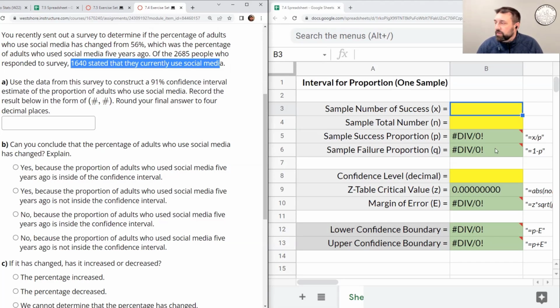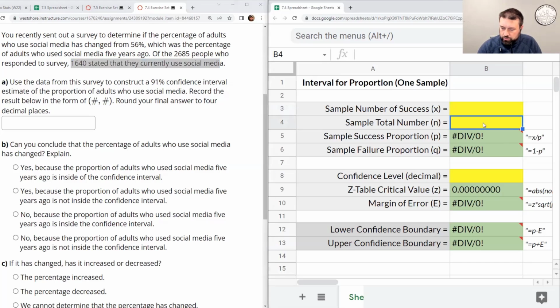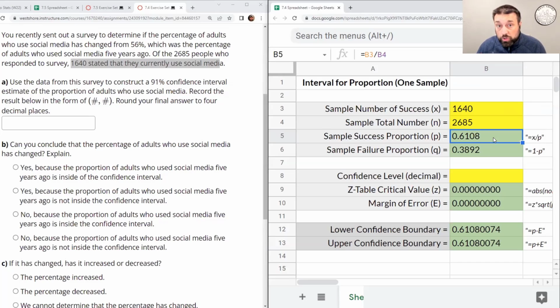Okay, so these are my values for N. So 2685 is the total number of people surveyed, and the number of successes would be 1640. That will give me P hat, and it will also give me Q. So right away, you can see that the current proportion, the current percentage is 61.08%, 61%. And remember, before it was here, 5 years ago, it was at 56%.